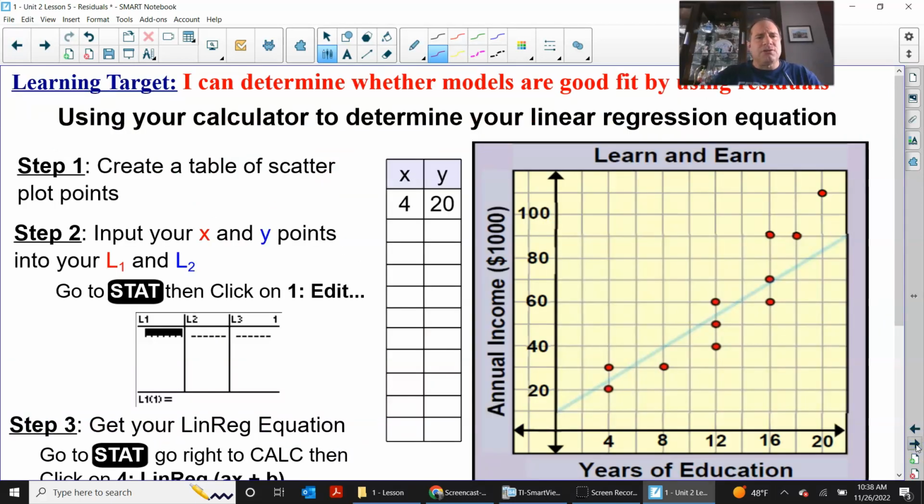All right, let's talk about this. Use your calculator to determine the linear regression equation. Go ahead and see if you can do this and create your X and Y table. Just remember that for these points right here, we want you to put the actual points. These are the actuals.